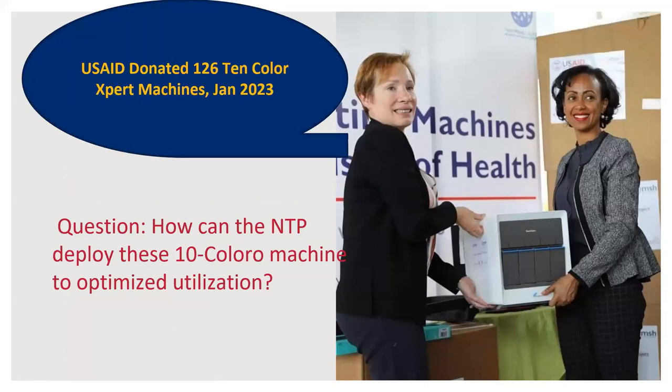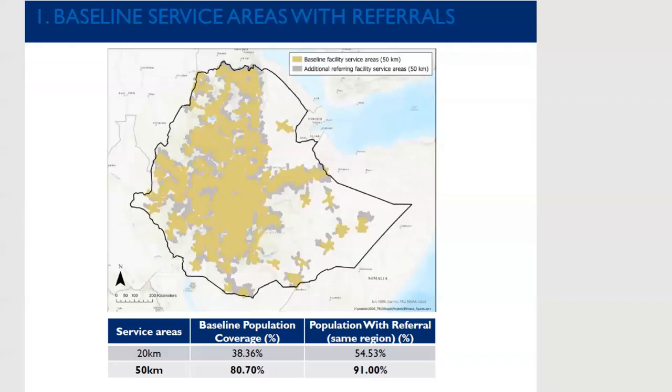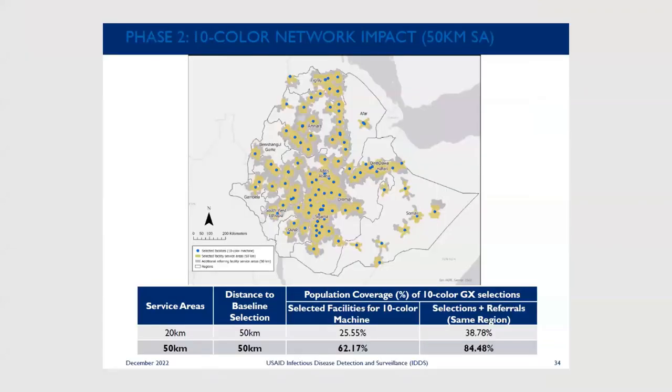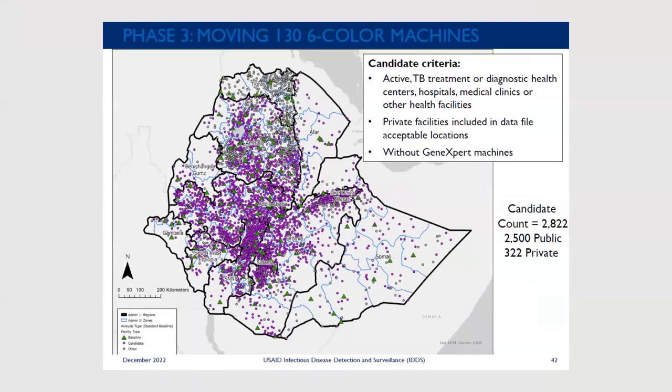So the country, USAID donated 120 new 10-color machines, and there was a question of where to place them. We used the information from the lab analysis, which had three phases. The second phase advised the country where to place these new machines. The third one also informed the country on the redistribution of the existing machines when the new machines were deployed.